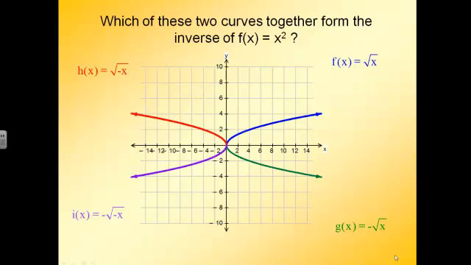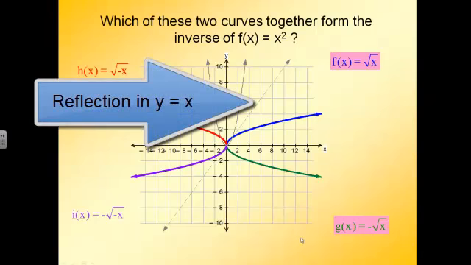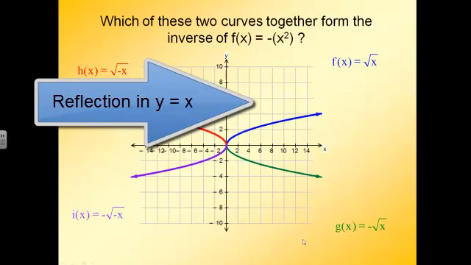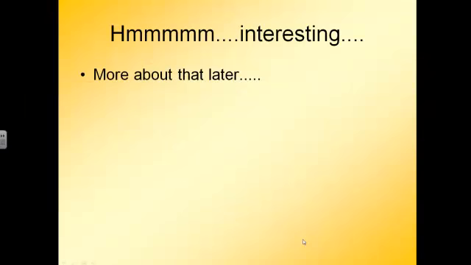Now, if we take two of these together at the same time, they form the inverse of the basic quadratic function. Which two curves would that be? Well, here's the basic quadratic function, and as you can see, it's these two guys right here. Root x and negative root x together form the inverse of y equals x squared, which means the red and the purple one must form the inverse of negative x squared. Interesting.